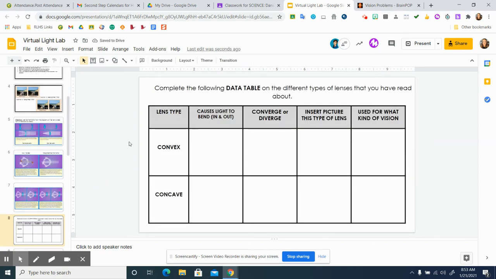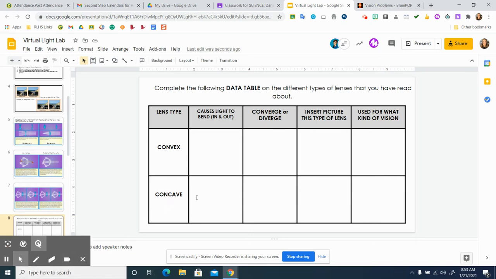So now what you're going to do, based on that reading, is fill in this table. For convex lenses, does the light bend in or out? Does it converge or diverge? Insert a picture of this lens. You can just use Google. And what kind of vision is it used for? This says it all right in the reading that we just went through.